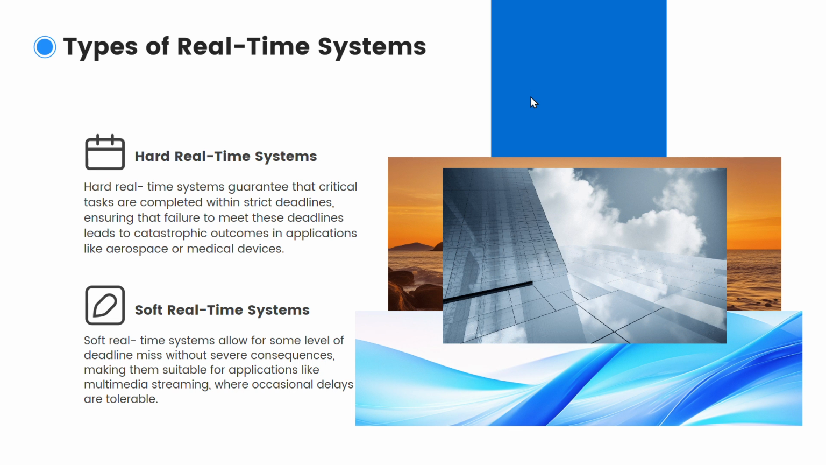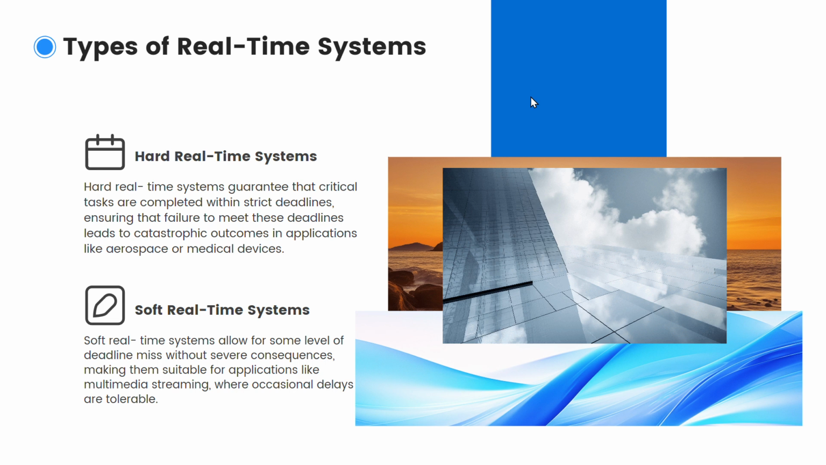First, hard real-time systems. Hard real-time systems guarantee that critical tasks are completed within strict deadlines, ensuring that failure to meet these deadlines leads to catastrophic outcomes in applications like aerospace or medical devices. Tasks must be completed within strict deadlines, otherwise system failure occurs. Missing a deadline can lead to catastrophic consequences. Example applications: medical devices, aerospace systems, industrial automation. Examples of hard RTOS: VxWorks, QNX, RT Linux.